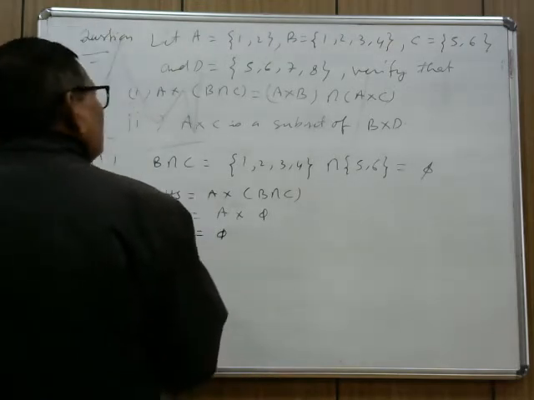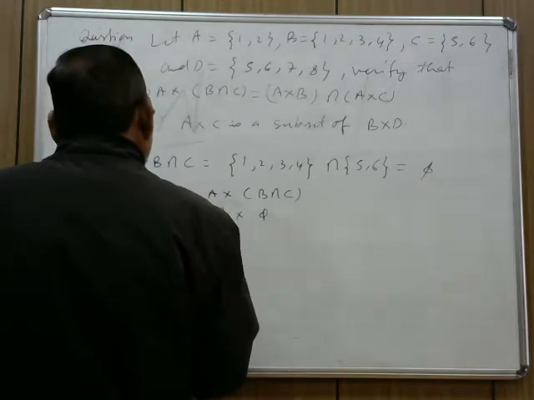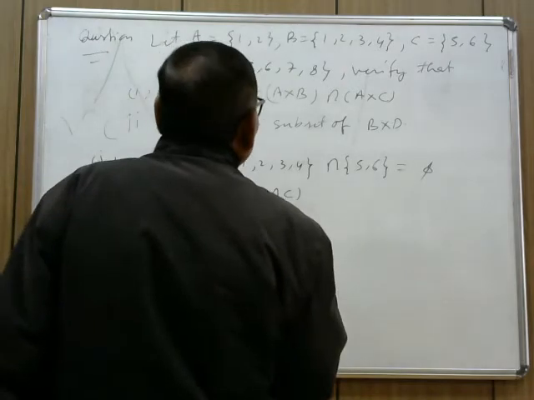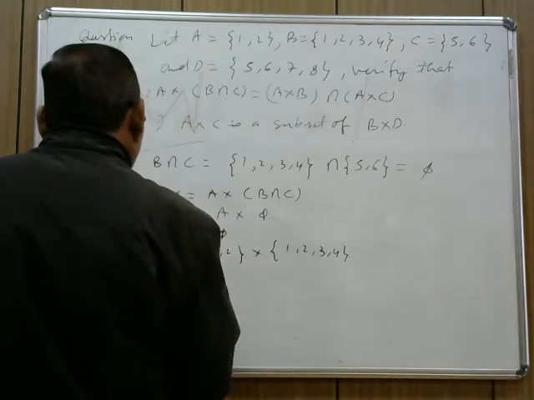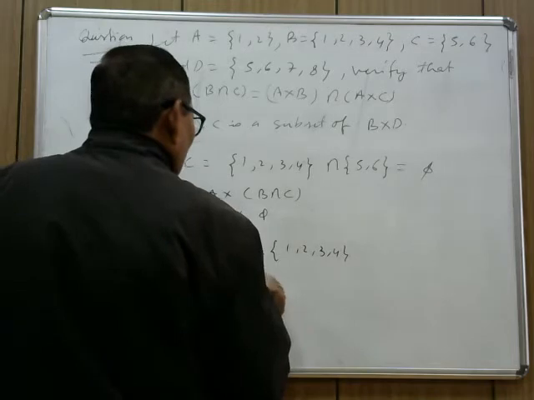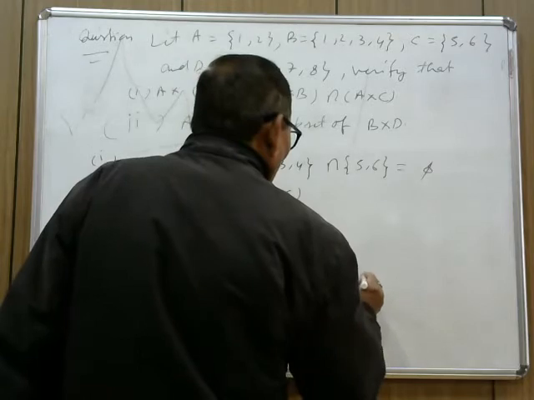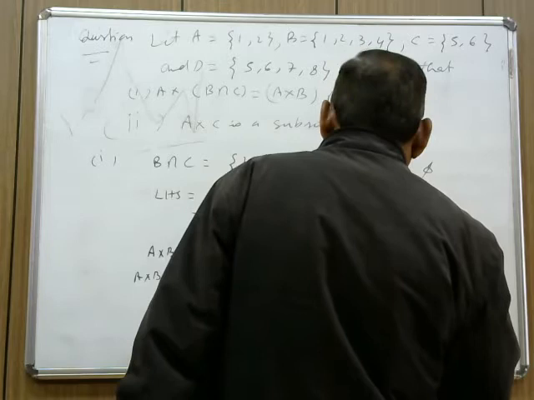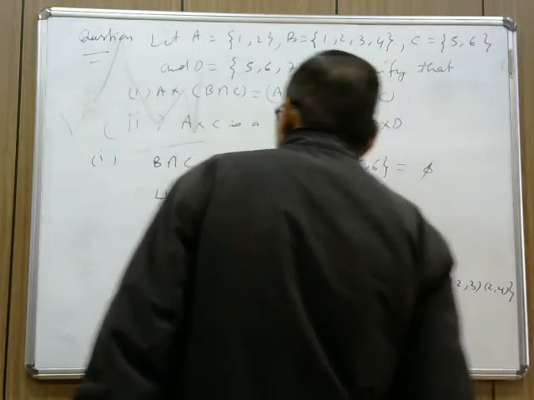So LHS is phi. Now for RHS you find A cross B. Your A is {1, 2} and B is {1, 2, 3, 4}. So you write all the elements of A cross B, that is equal to (1,1), (1,2), (1,3), (1,4), (2,1), (2,2), (2,3), (2,4). This is A cross B.